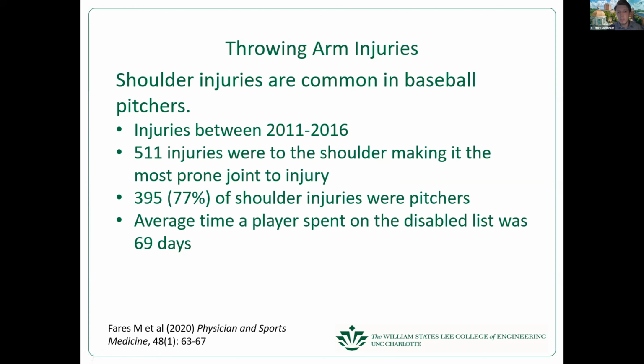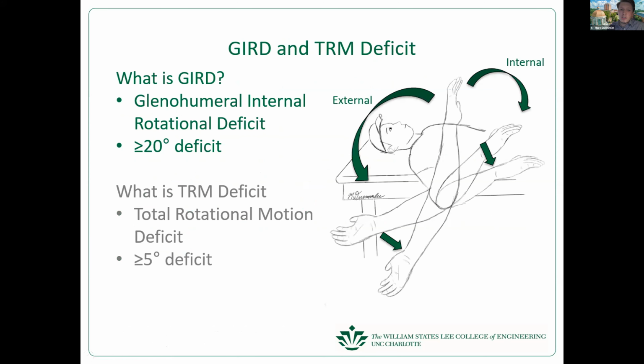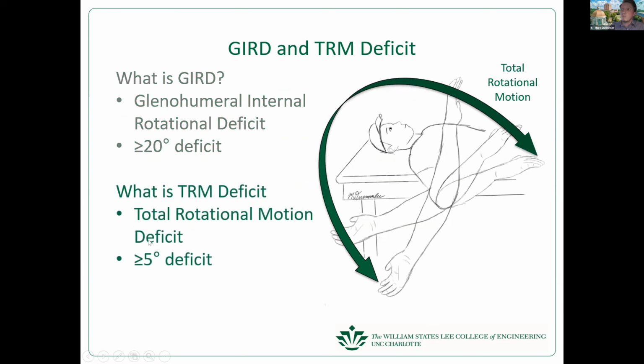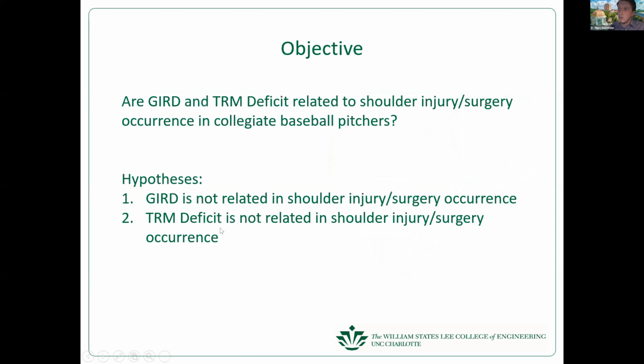So there's a desire in the community to figure out what factors make these players high risk and how we can mitigate them. Over the past 20 years or so, some factors have been GIRD, or glenohumeral internal rotation deficit, which is when the shoulder loses at least 20 degrees of internal rotation compared to the contralateral arm. Additionally, total rotational motion deficit, which is when the total rotational motion, internal plus external, loses at least 5 degrees compared to the contralateral arm. These two deficits are what we wanted to look at.